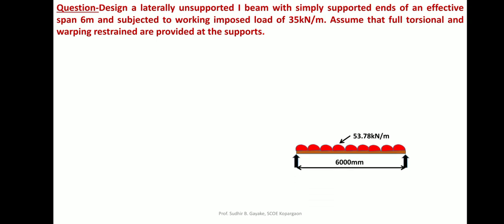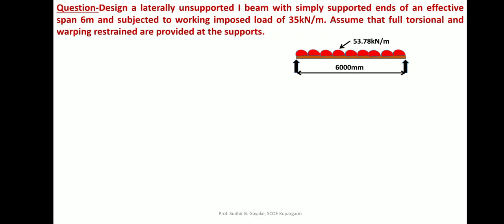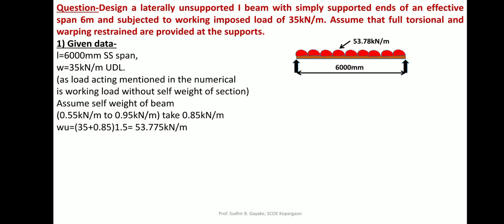So this is the beam cross section. Given data: span is 6 meters, simply supported, UDL working is given as 35. As the load mentioned in the numerical is working load without self weight of the section, you will assume a certain value in the range of 0.55 kN per meter to 0.95 kN per meter. So we'll go with 0.85 value. Therefore now total loading will be the given loading 35 plus 0.85, so the assumed value is 0.85.